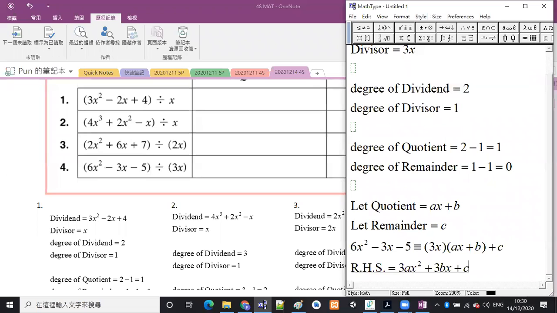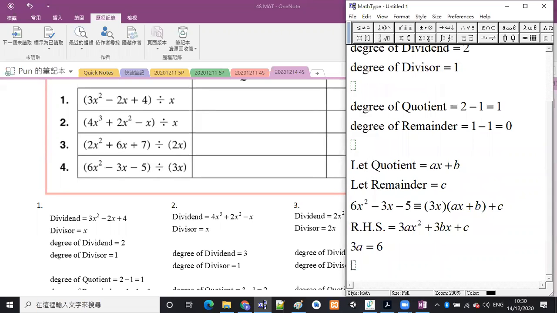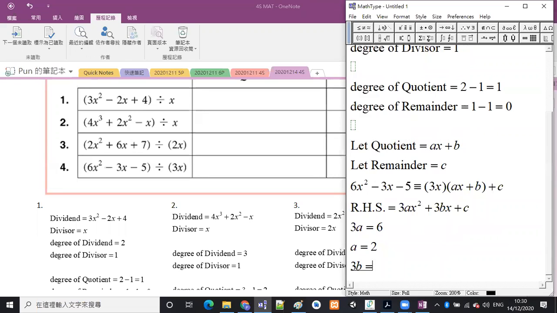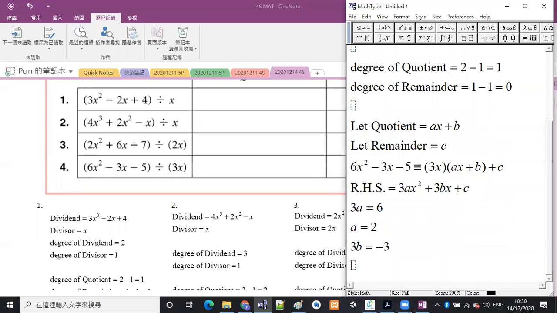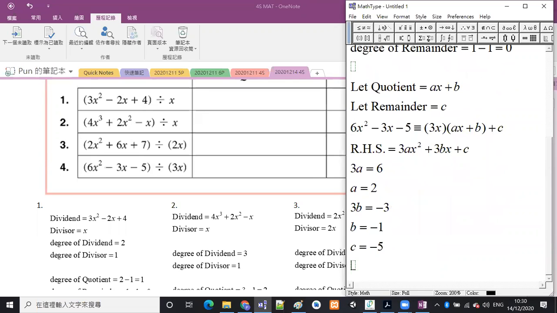Then we compare the coefficients of like terms from both sides, and we have 3a equals 6, so we can calculate the value of a directly. a is equal to 2. Comparing the x terms, we have 3b equals negative 3, so b is equal to negative 1. And for the constant term, we have c equals negative 5. Okay, so that is like this, and then we can write down the conclusion.